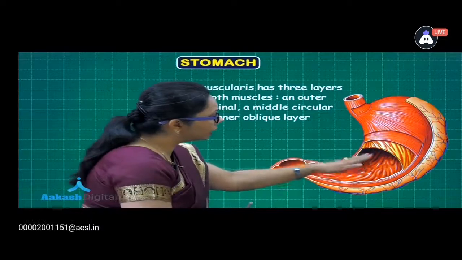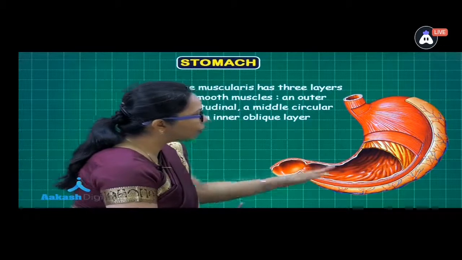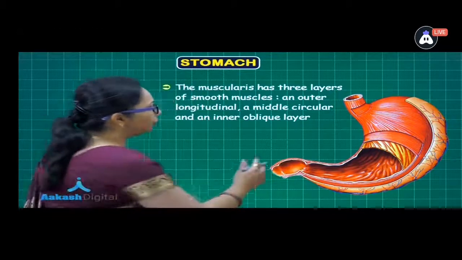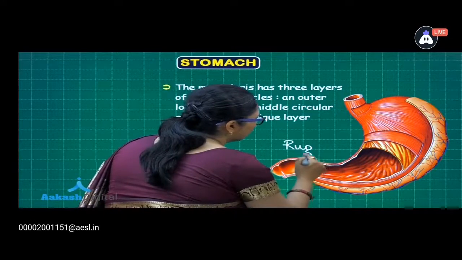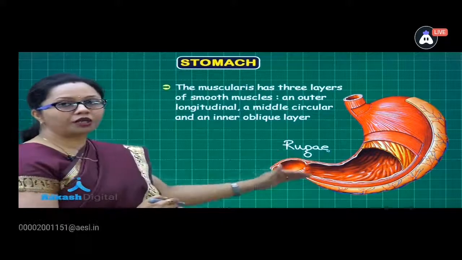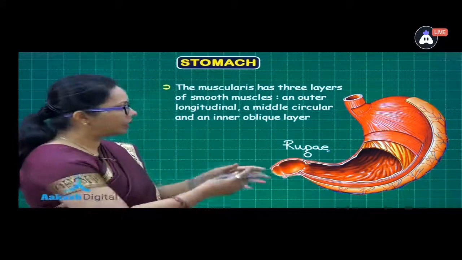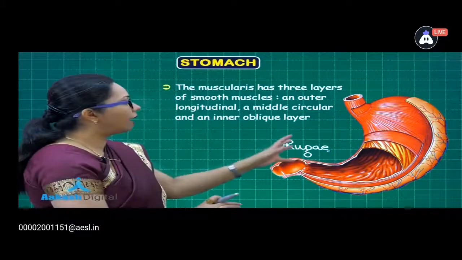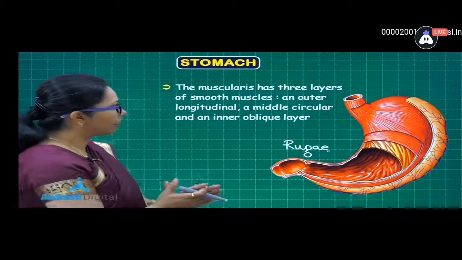The inner side, that is the mucosa, shows folds, and these folds are called rugae. These rugae can be seen when the stomach is empty. Once it is filled with food, the stomach lining stretches and these rugae disappear. So they are seen only in the empty stomach.